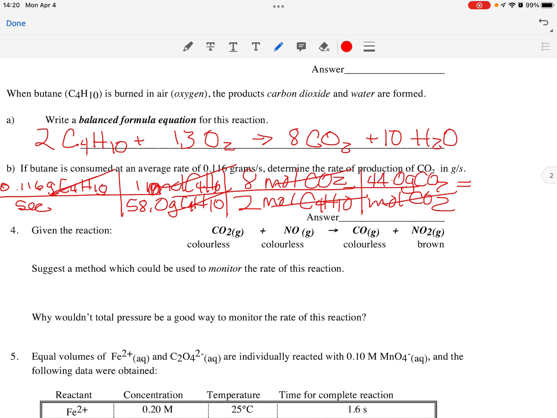You're going to report your answer to 3 significant figures. Check your answer key because I'm out of room. Your units will be grams of CO2 per second.